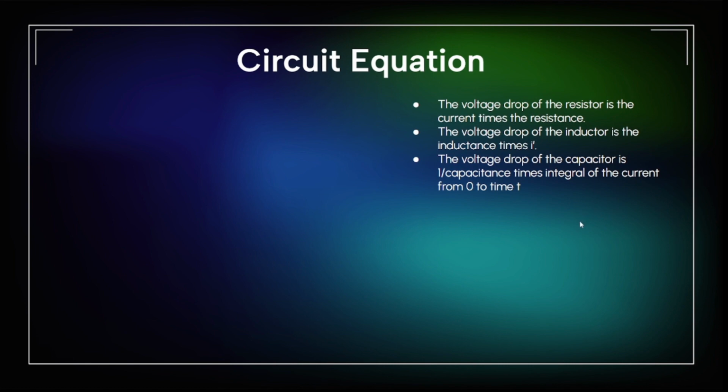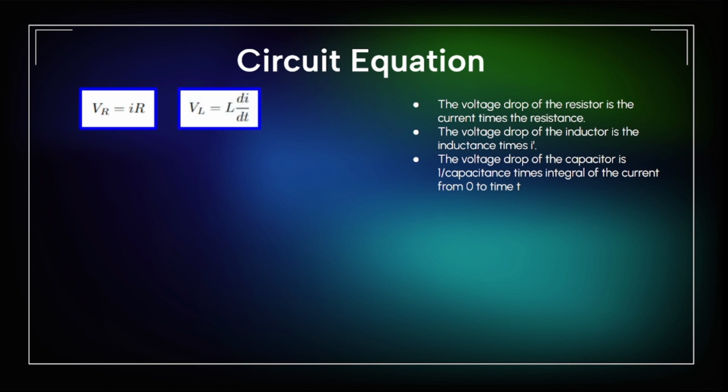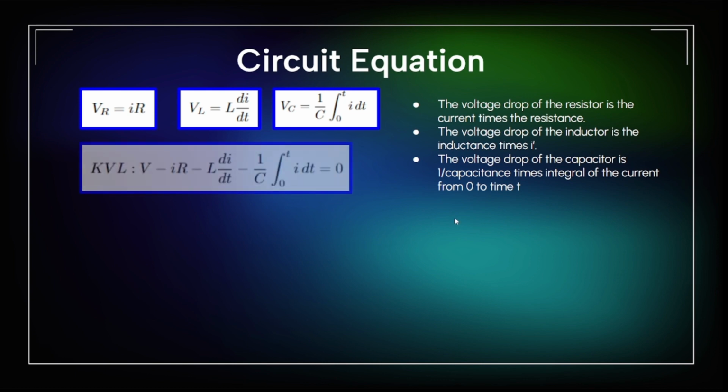So, in order to get the circuit equation, firstly we have to look at the voltage of the resistor, which is the current times resistance, and the voltage drop in the inductor, which is inductance times the derivative of the current, and finally the voltage drop of the capacitor, which is 1 over capacitance times the integral from 0 to t of the current. And from that, we get what is called a KVL equation, which stands for Kirchhoff voltage law. It is the sum of all the voltages in the circuit, which are the voltage drops of the resistance, inductor, and capacitor.